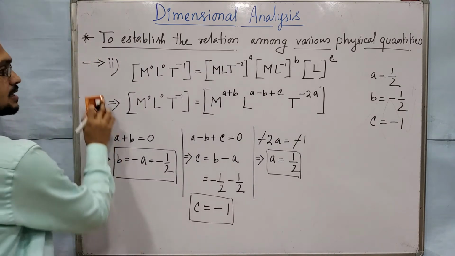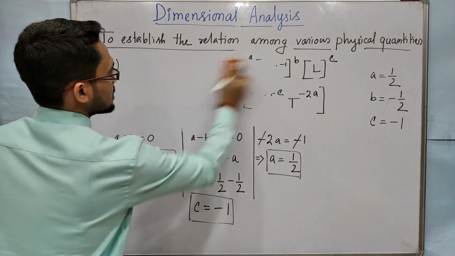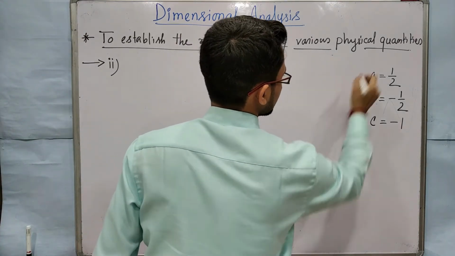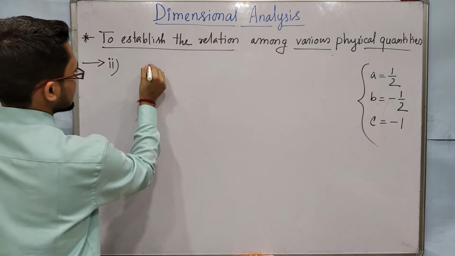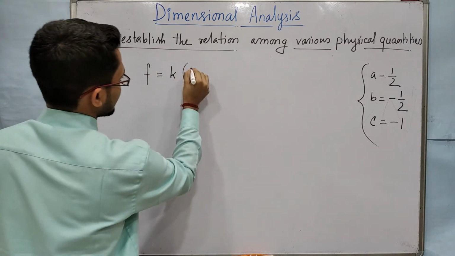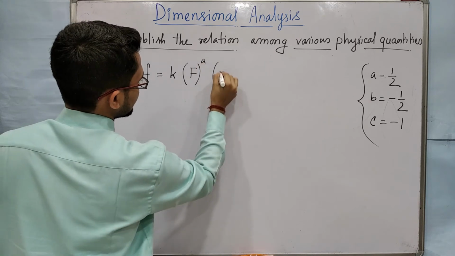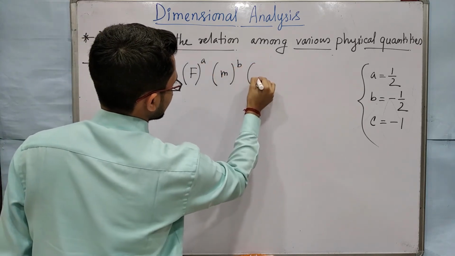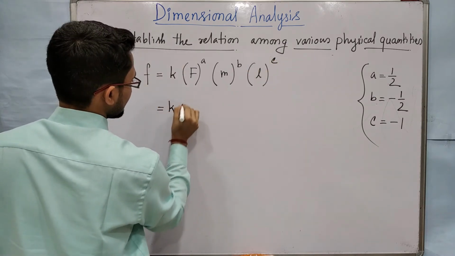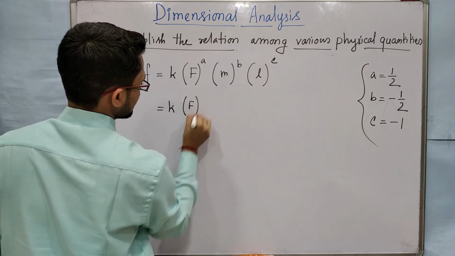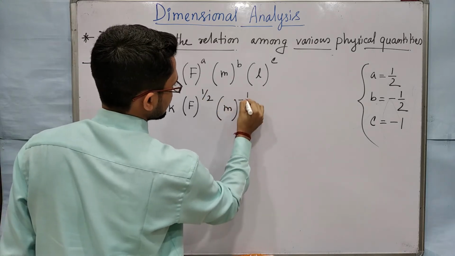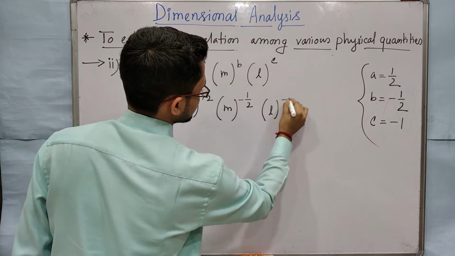Now we will put these three values in the first equation. What was the first equation? That is f equal to k, a dimensionless constant, then tension to the power a, mass per unit length to the power b, and at the end length of the string to the power c. So it will be k, F to the power a means F to the power half, then m to the power b means minus half, and l to the power c means minus 1.